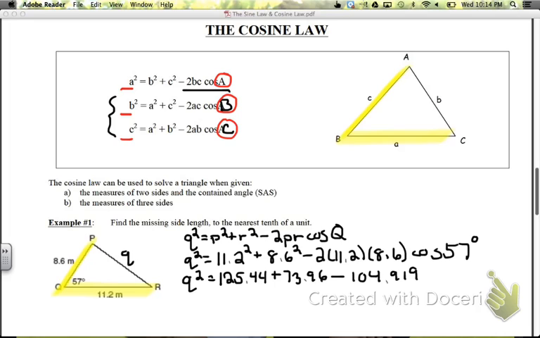104.919. So q squared, when we add and subtract everything on our right hand side of our equation, we get 94.481. Now to find our q, we're going to square root both sides, and we're going to get that q is equal to 9.7 meters. Notice in this case, we do have a decimal since the question says to the nearest tenth of a unit.